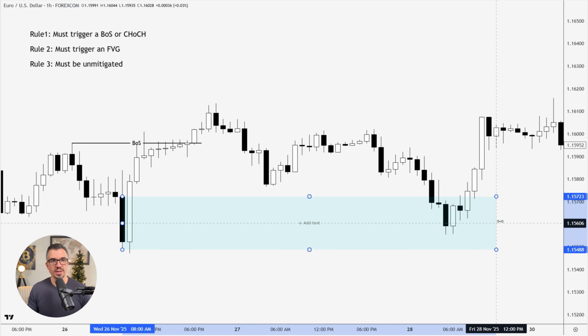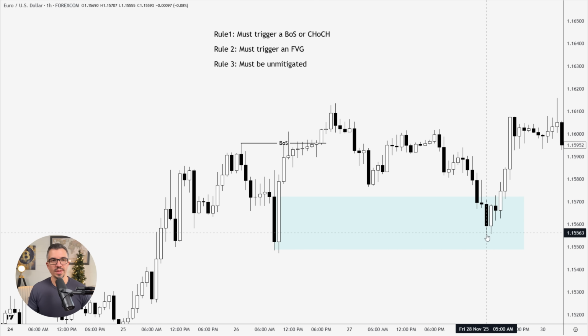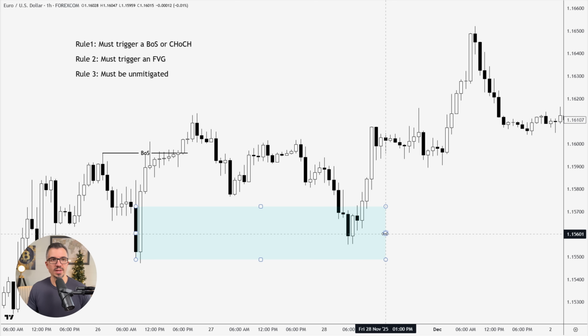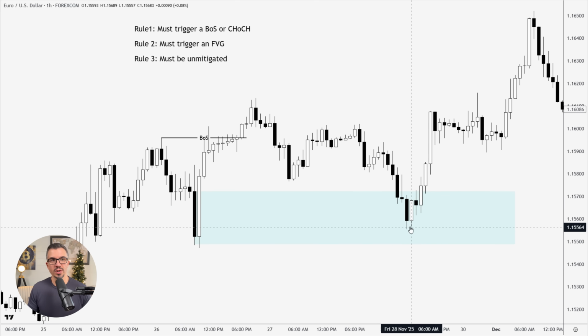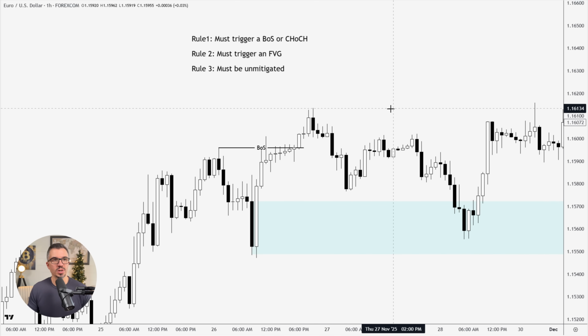Now, right here, you can see where we do get the market moving within this. And it just so happens that that was the low. So this actually triggered a new external low. And again, just for example purposes, this is our new external low.